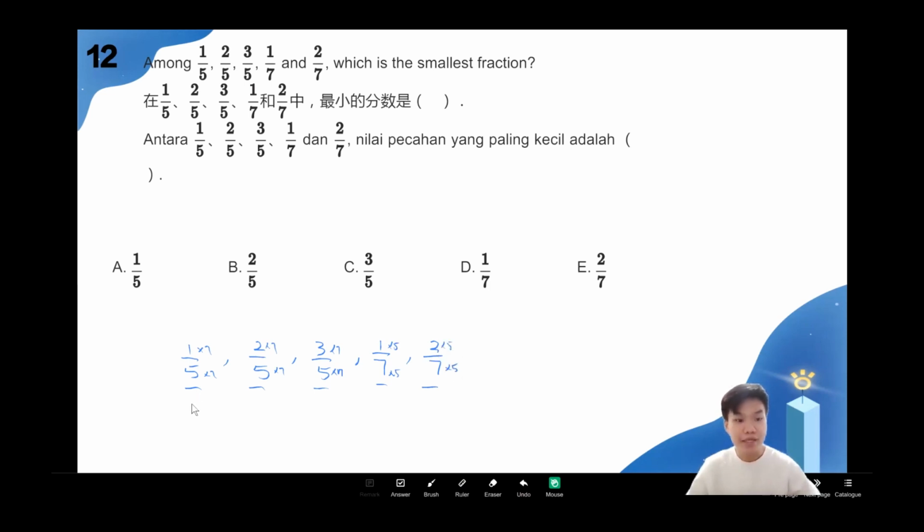Then we will get 7 over 35, 14 over 35, 21 over 35, 5 over 35, 10 over 35. And we could see this is the smallest fraction. Hence, the answer is D.